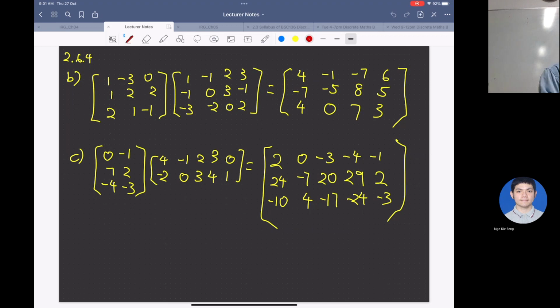First of all, it's about this column here. To find this column, you use the first row of the first matrix and multiply with the first column of the second matrix. So it's 0 times 4 plus -1 times -2, which is 2. Okay.